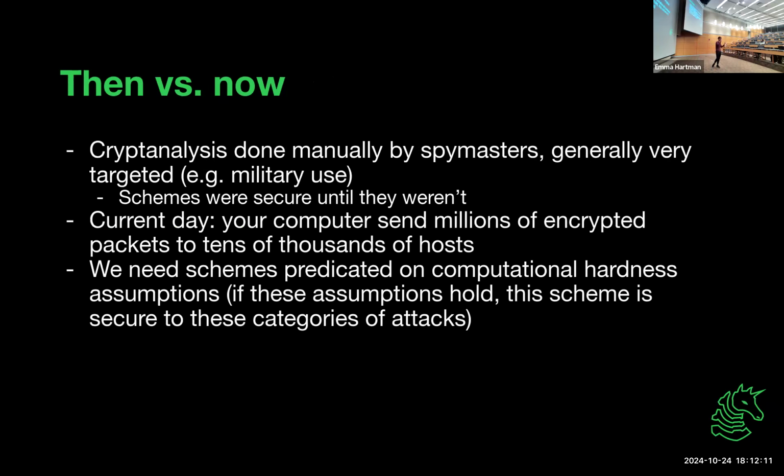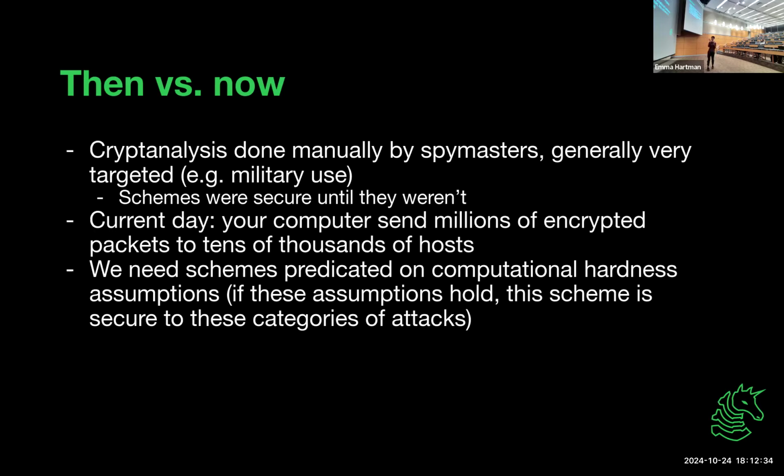So, just to go over sort of then versus now historically, we already talked about most of this, so I'm going to skip this. But the point I want to make is that in current cryptography, we can't just say, oh, we have a scheme, and because I can't break it, that must mean it's secure, because it's secure until it isn't, and at that point, it's already too late.